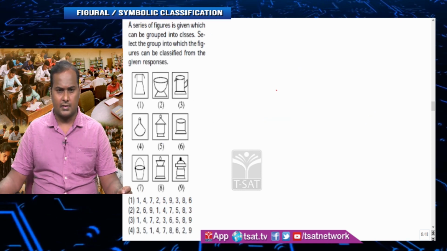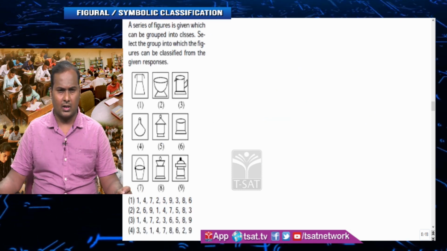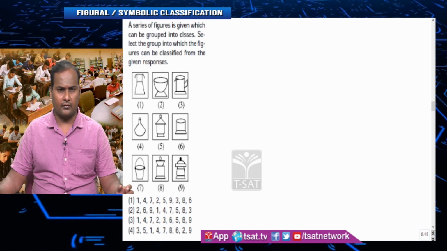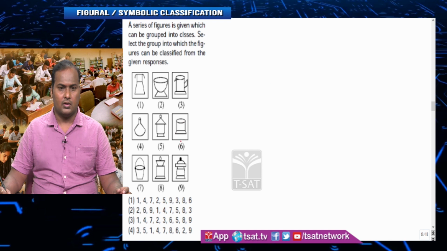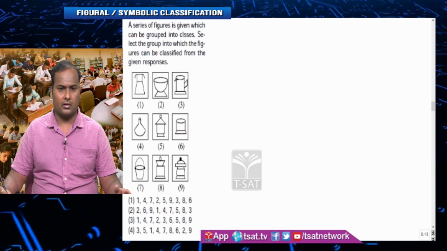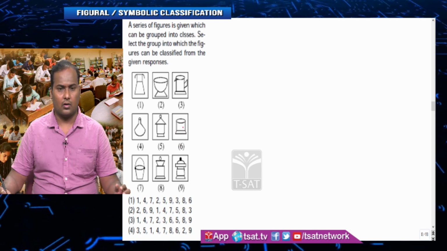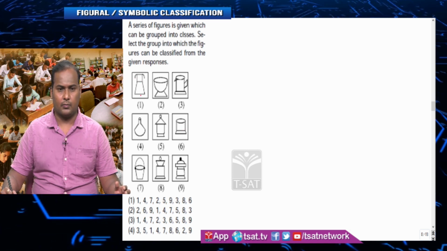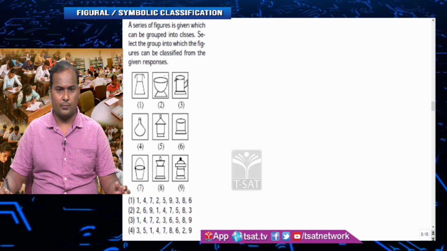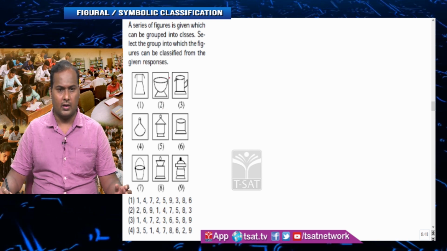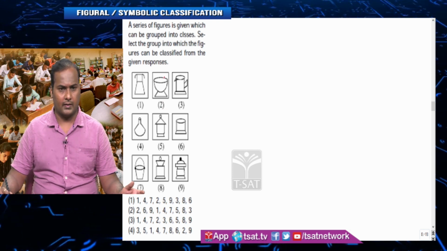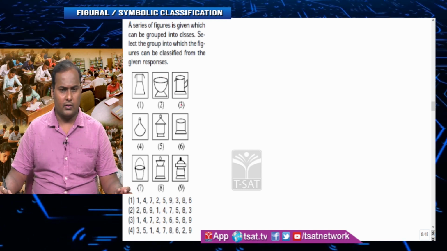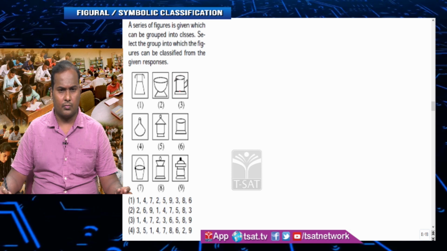A series of figures is given which can be grouped into classes. Select the group into which the figures can be classified from the given response. So, again I said that whenever you see this kind of groups, try to focus on top and bottom portions. For example, in question 2 you also see the top portion which is like a circle or like an elliptical shape.